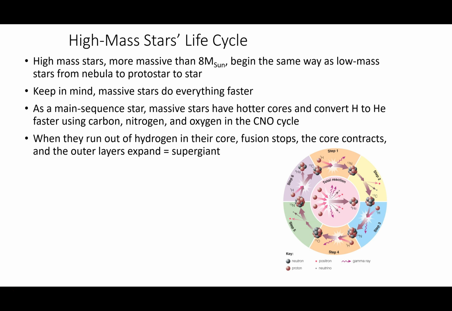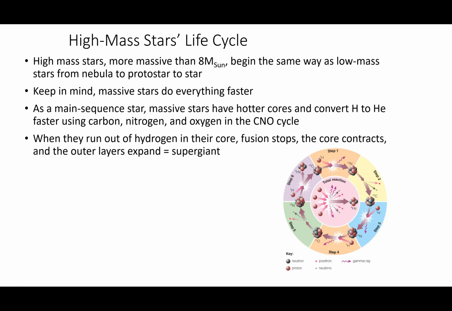So element-wise, C stands for what element? Carbon. N stands for nitrogen. Very good. O stands for oxygen. Perfect. So there is this cycle they call the CNO cycle, which if you're a star that is more than 8 solar masses, you're going to live your life pretty quickly on the main sequence, and honestly, you're just going to live your life quicker, just period.